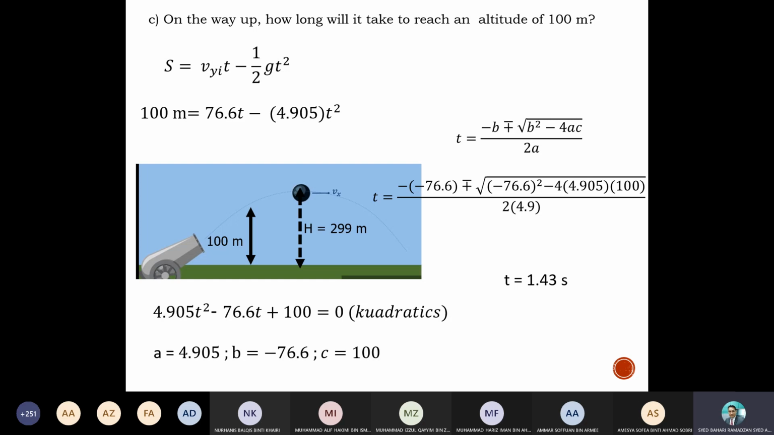But because this is quadratic, t will have two values. That's why it can be t here and it can be t here. So there is no problem; you have to use the quadratic formula. We have 4.905 t squared and then minus and so on, and then you have the A, B, and C. Please consider this negative, because sometimes if this is wrong, everything is wrong. Because this is negative, B is negative. You use the quadratic formula, and then you have t equal to 1.43 seconds.